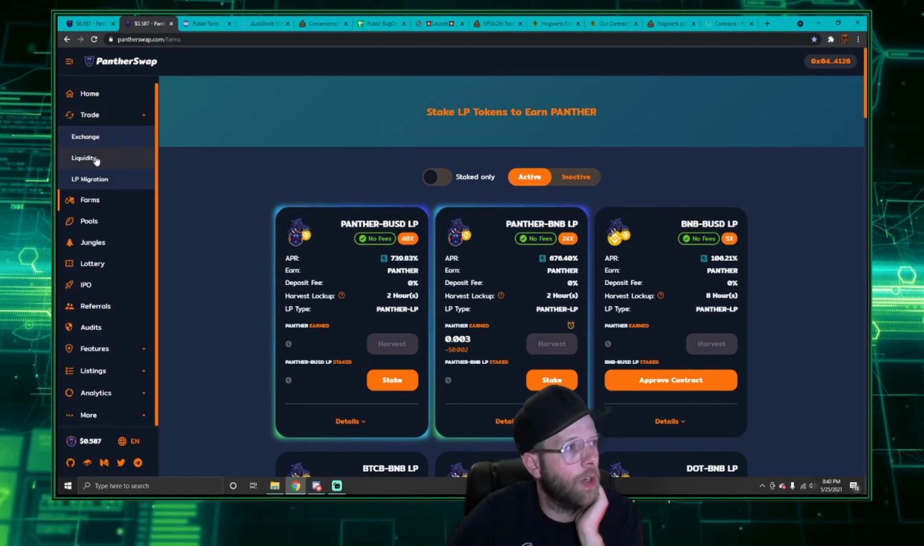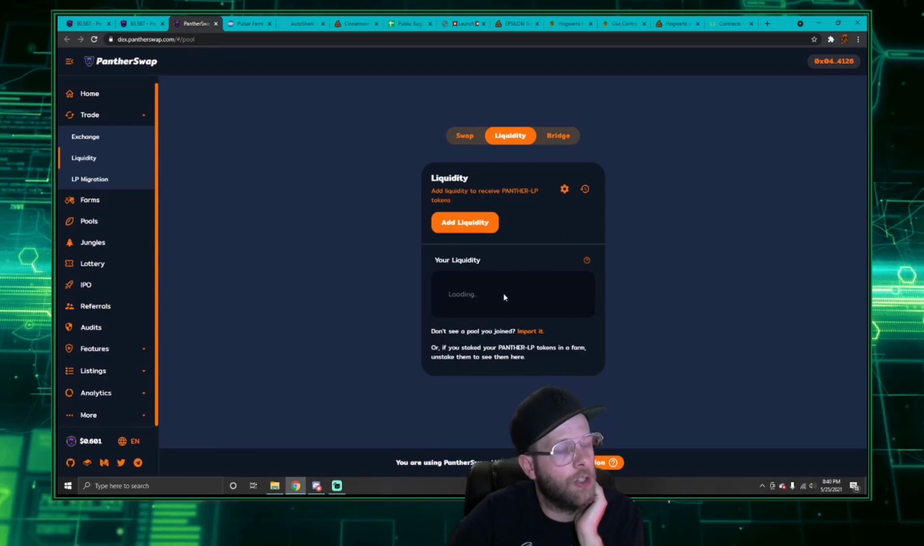So I'm going to go to trade, and I'm going to go to liquidity, and it should show up here. Let it load, and there it is.